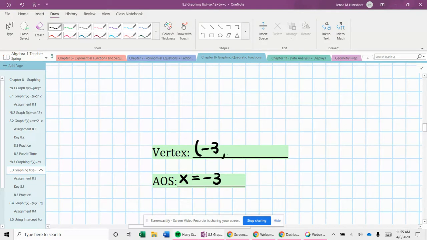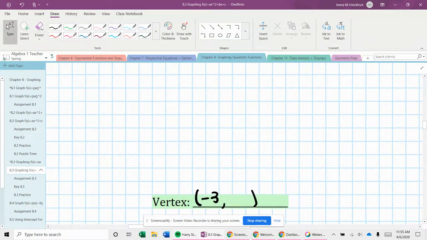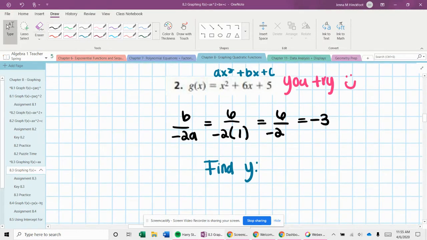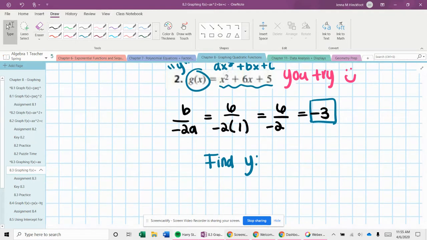Very important. So now to find your y. So we're going to find y. Remember, all that means is you're plugging your x of negative 3 into your original to find your y. Okay, so negative 3 squared plus 6 times negative 3 plus 5.